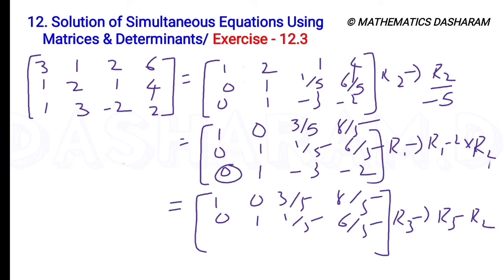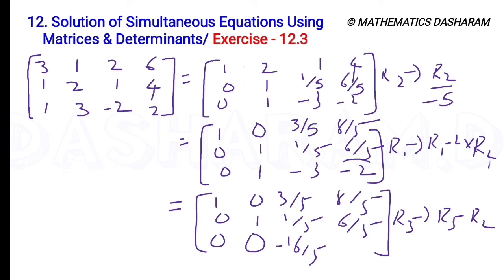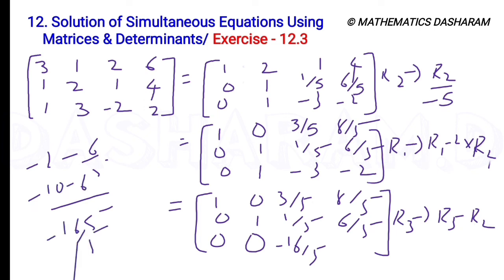So 0 minus 0 is 0, 1 minus 1 is 0, minus 3 minus 1 by 5. LCM is 5, minus 15 minus 1, minus 16 by 5. So next minus 2 minus 6 by 5. So LCM is 5, minus 10 minus 6, so it is equal to minus 16 by 5.